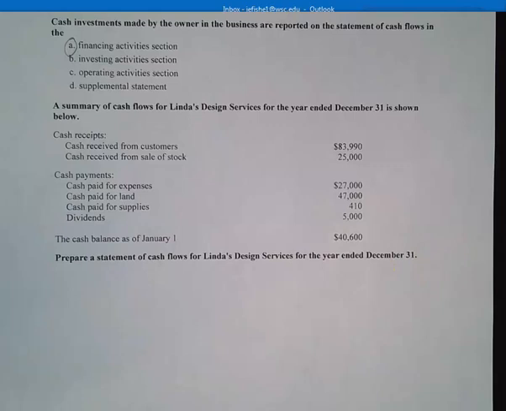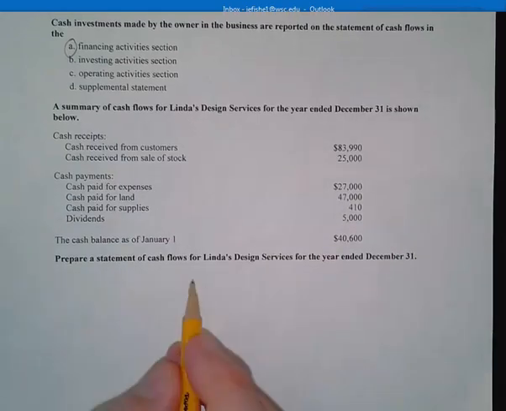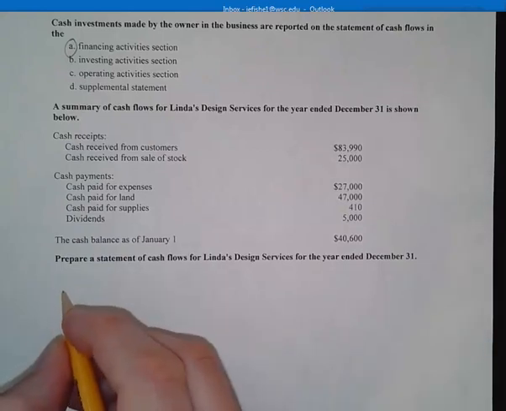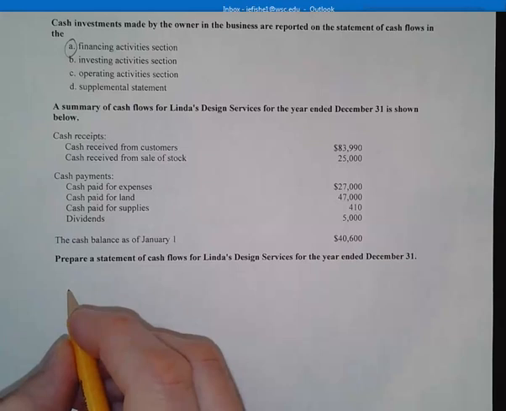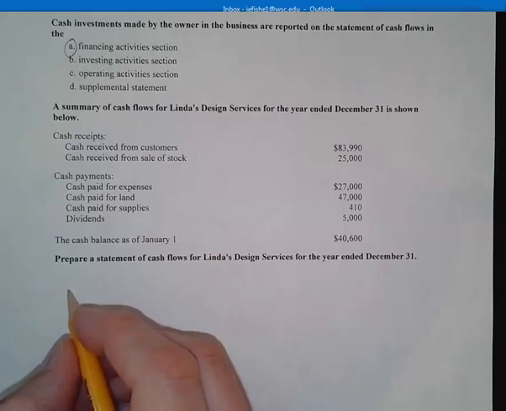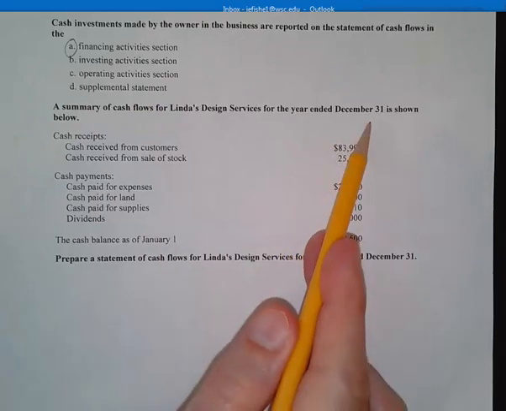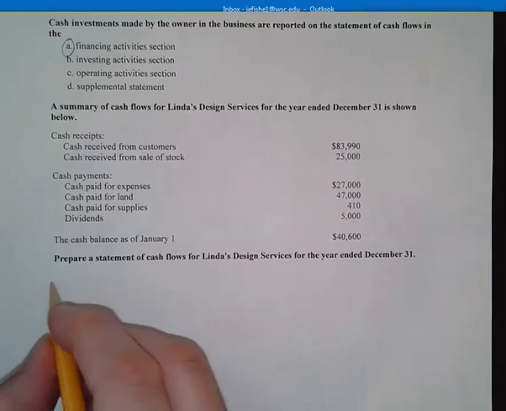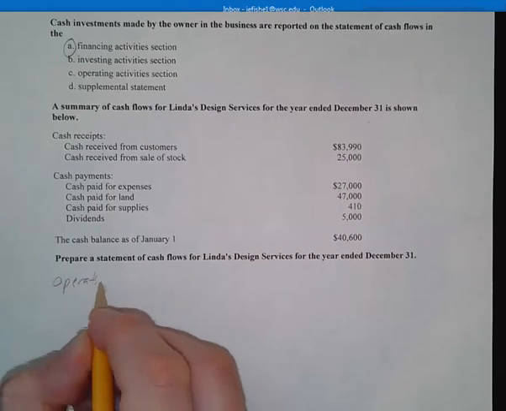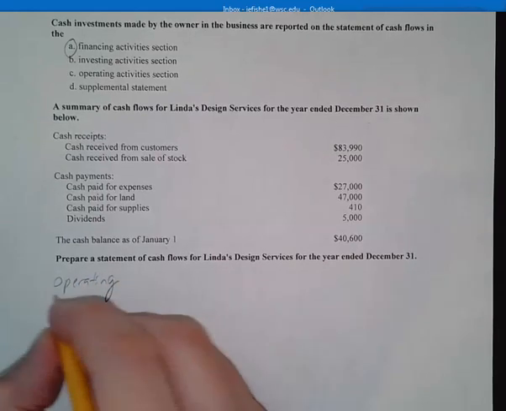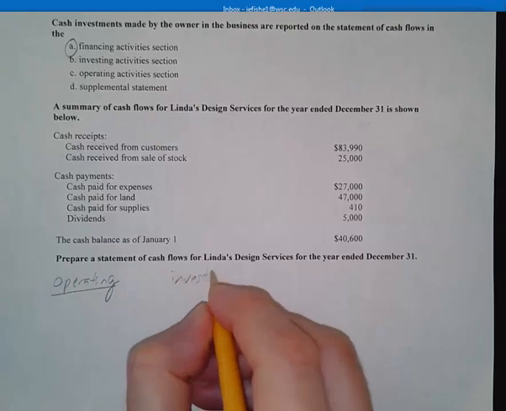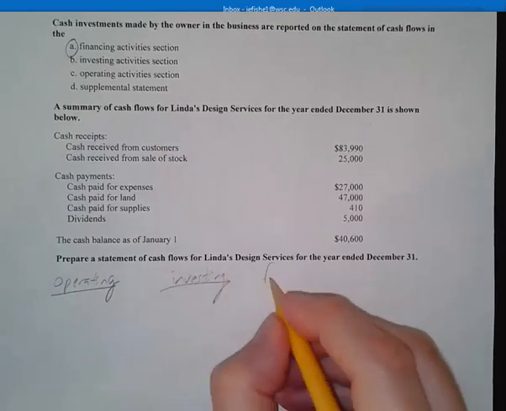Okay, so I'm not going to write out all of this stuff up at the top, and I'm not even going to do this in good form. What we're really trying to do is identify which of these activities are operating activities, which are investing activities, which are financing activities, and what is our final cash balance. Because notice it gives us the January 1 balance, but it doesn't give us the December 31 balance. So what we're going to do, let's see, operating, investing, and financing.